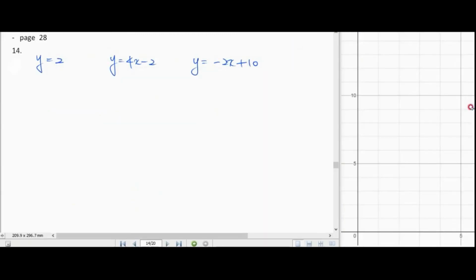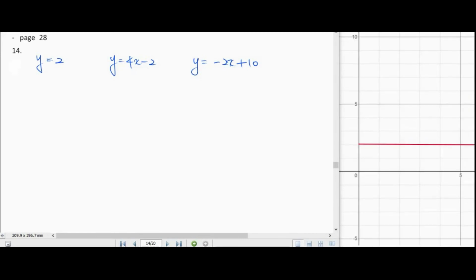This is question 14. The equations y equals 2, y equals 4x minus 2, y equals minus 2x plus 10 form the sides and the vertices of a triangle. So we should graph the triangle, answer the coordinates of the vertices, and calculate the area of the triangle. So let's just draw this out. The first one, y equals 2, is just a straight line right here.